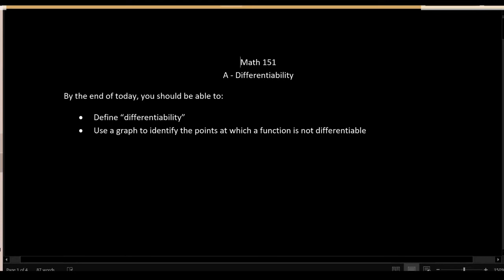In this video, we're going to quickly talk about an optional topic we call differentiability. Today we're going to define the term differentiability, and we're going to see what differentiability, or lack thereof, looks like on the graph of a function.